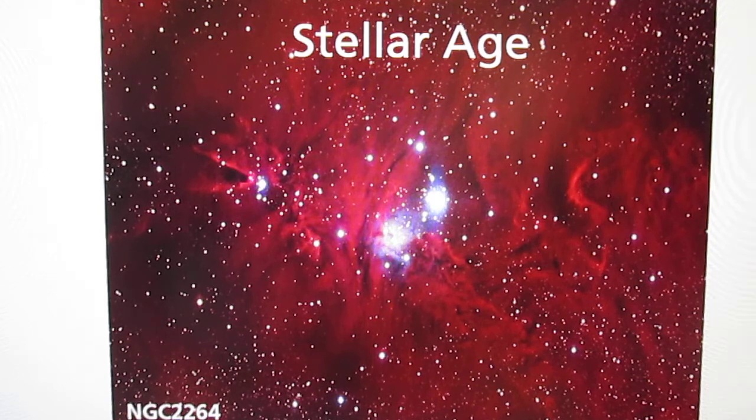The HR diagram is not just an abstract construction. It has vast practical applications. We will show one example involving just the concept of stellar age. Here we see an image of the star cluster known as NGC 2264. The young star cluster NGC 2264 is in the constellation Monoceros, which means the unicorn. These young stars are 2,600 light years away.